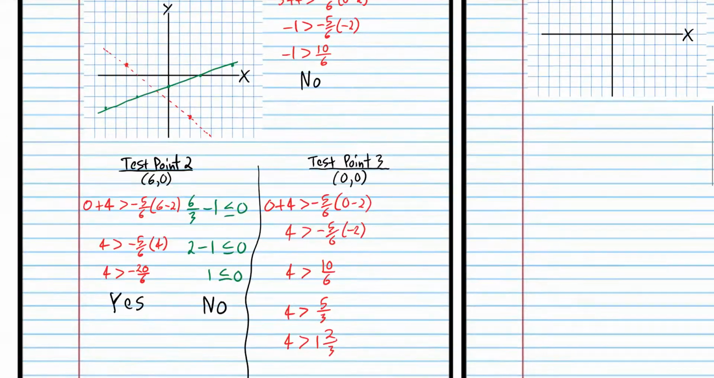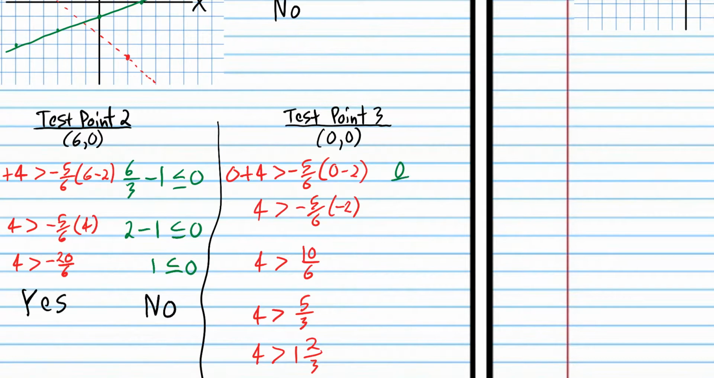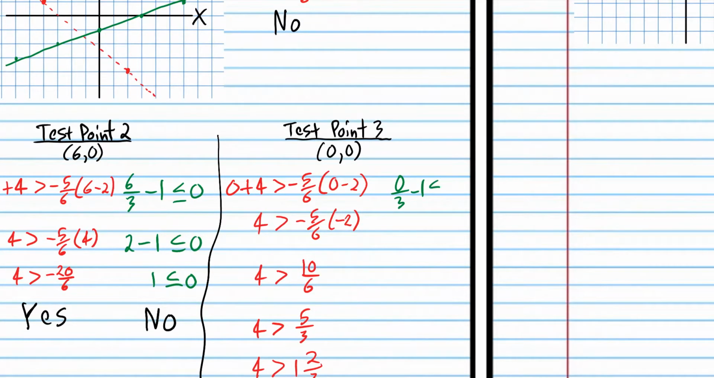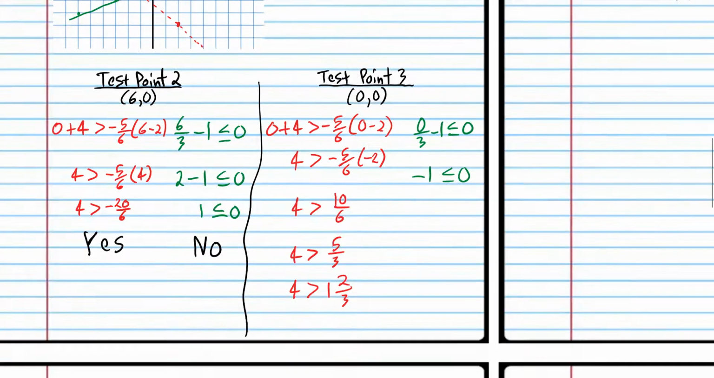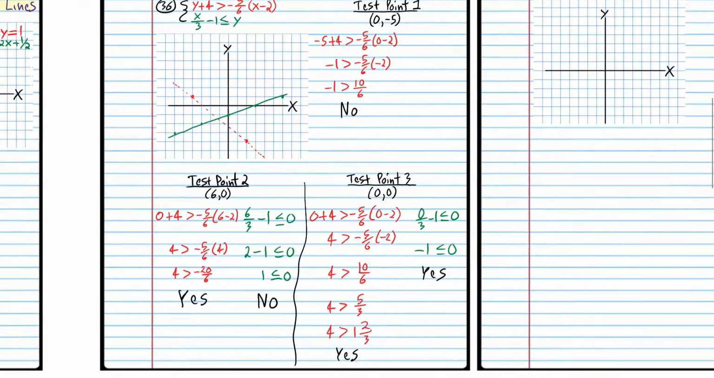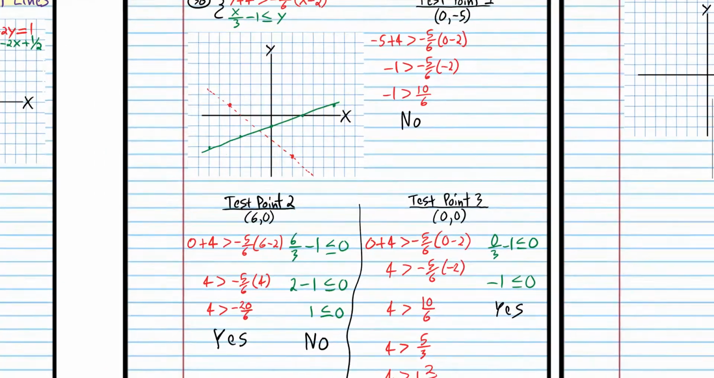So 0 over 3 minus 1 is less than or equal to 0. And we get negative 1 is less than or equal to 0. So we can see that it worked in both inequalities. So what that means is we need to shade in this region up here.